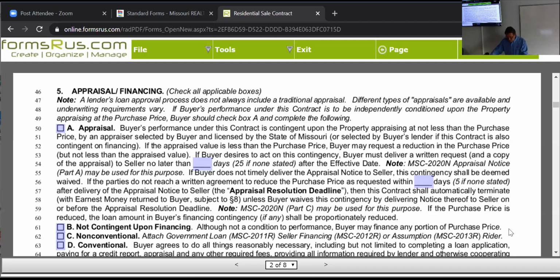Now again, all of these are kind of grouped together, but then D goes into great detail as to buyer agrees to do all things reasonably necessary, including but not limited to completing a loan application, paying for a credit report, appraisal, and any other required fees. Well, that looks like it only applies to D, but it applies to everything else when you're getting a loan.